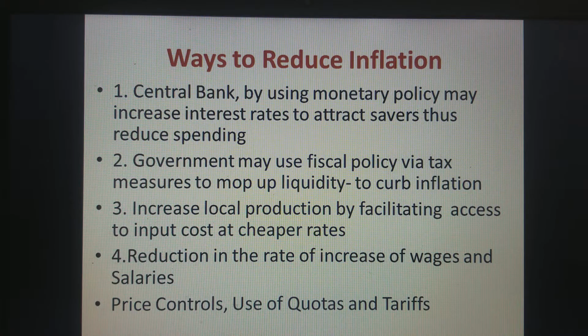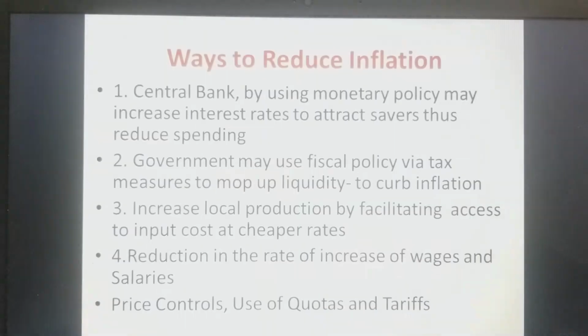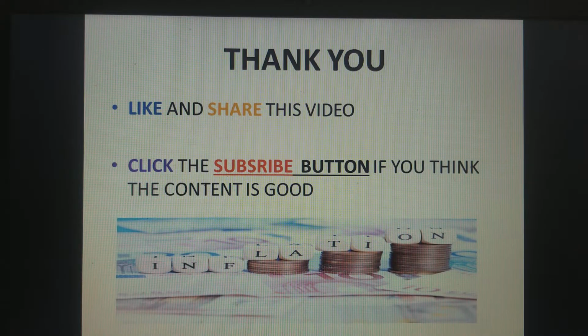Price control, use of quotas and tariffs, I spoke to those earlier, may be used by the government. So these are ways that the government may use to treat with the reduction of inflation. Thank you very much.